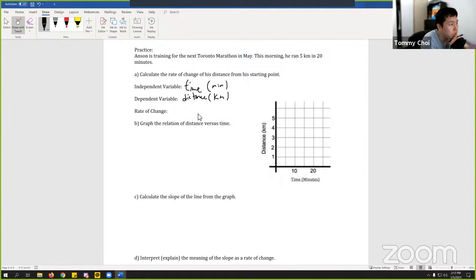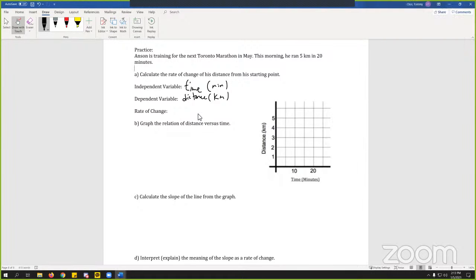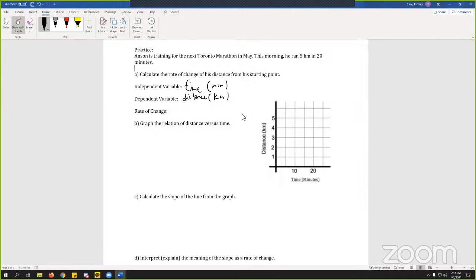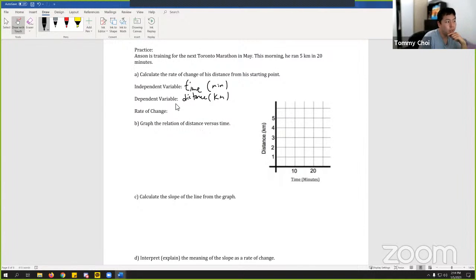What's the rate of change? 20 divided by 5. 20 kilometers divided by 5, so x divided by y. Other way around, not x divided by y. Oh yeah, y divided by x. There you go. So not 20 divided by 5, but flip it. So it's 5 over 20.